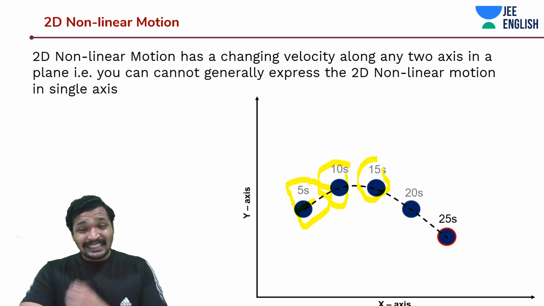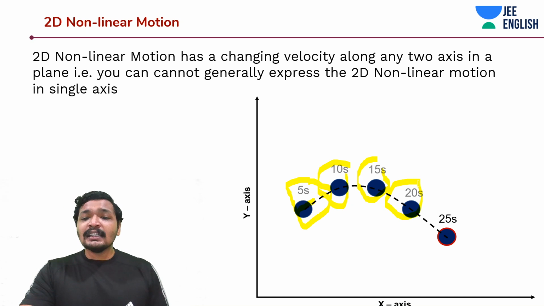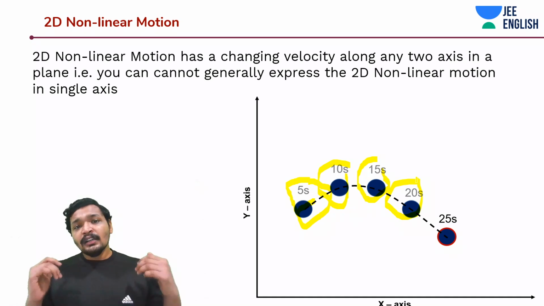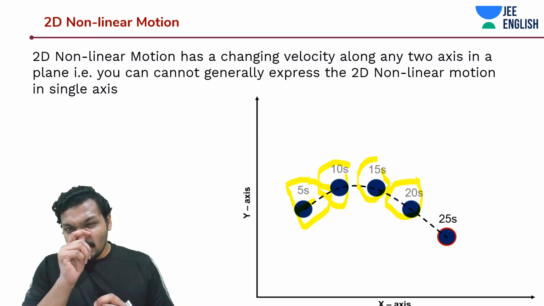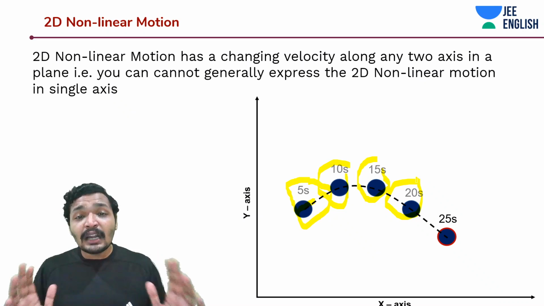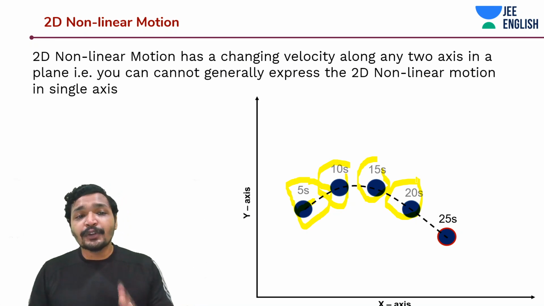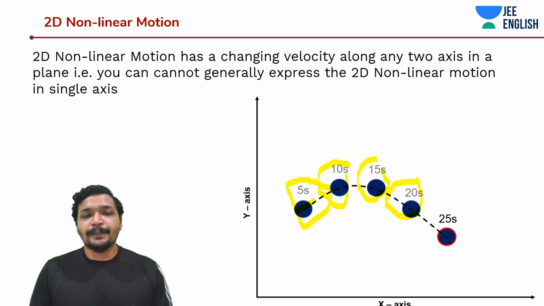Even if you rotate this axis, you will see that it is still in two different x and y. You may rotate it to try to map it in a single line, but you can't map it in a single line. That's the beauty of 2D nonlinear motion, or any curvilinear motion.